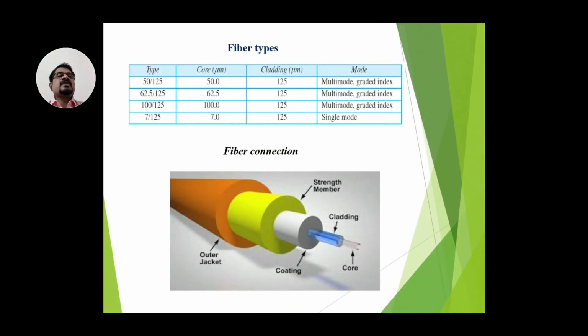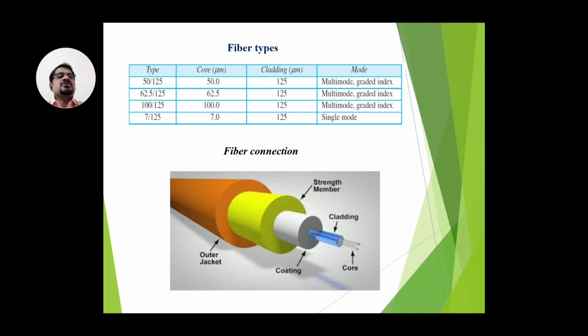Now we can see the different types of fiber optic cables. The type will be denoted as 50/125, 62.5/125. What it means is that 50 is the core in micrometers and 125 is the cladding in micrometers, and then where it has to be used, whether it is multi-mode, graded index, or single mode. There are 4 types of fiber optic cable.